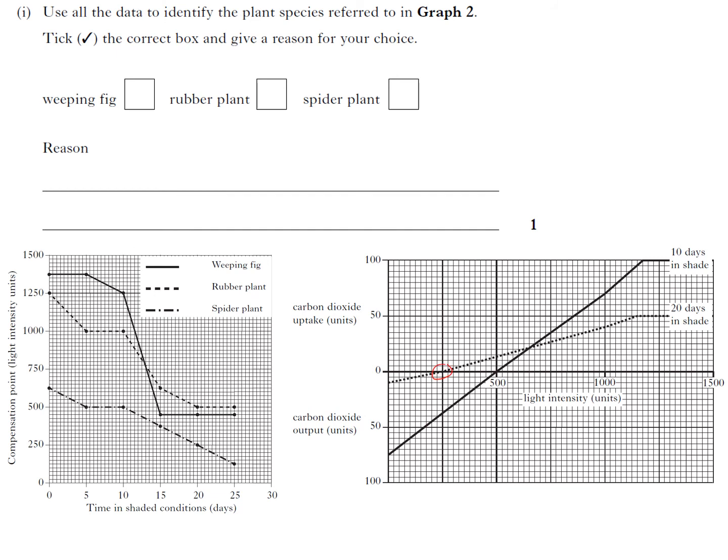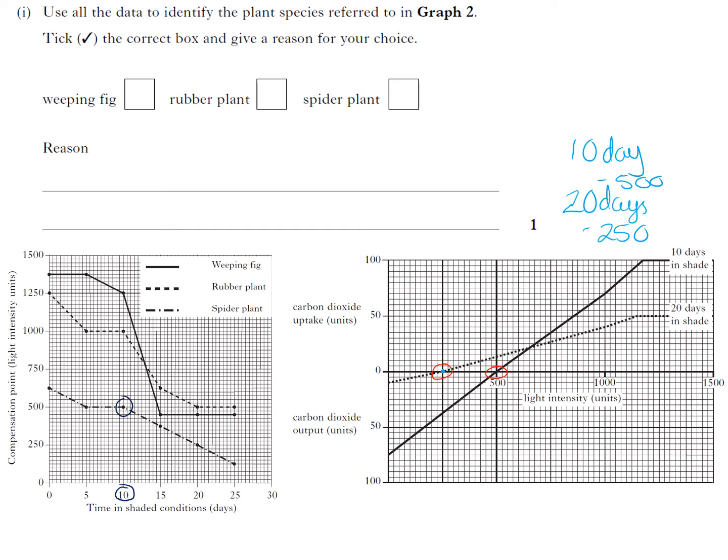So there's actually only 2 data points we have here, these points here. So at 10 days in the shade, the compensation point was 500 light intensity units. At 20 days in the shade, this point here, it is 250 light intensity units. Right, okay, so now we go back to graph 1 and you look for 10 days, this bit here, and we're looking for 500. Oh, there we go.